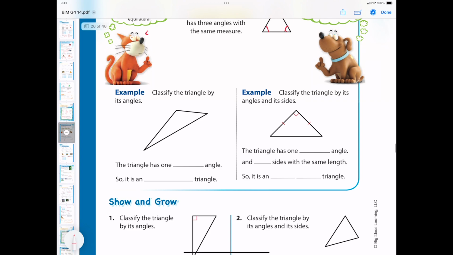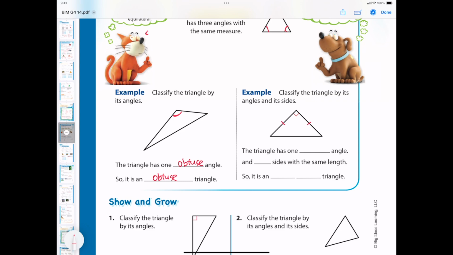Now, example: classify the triangle by its angle. The triangle has one obtuse angle. That means it is an obtuse triangle.